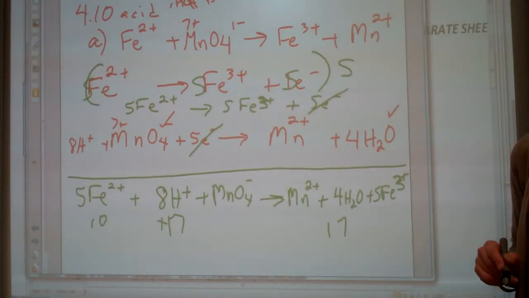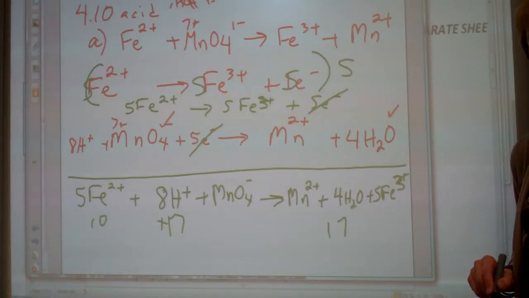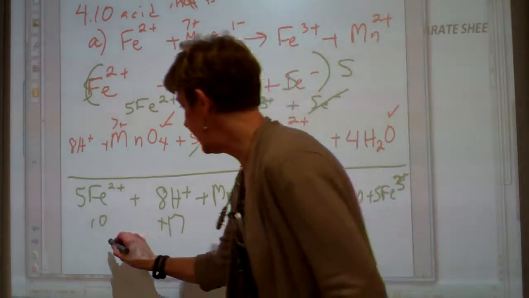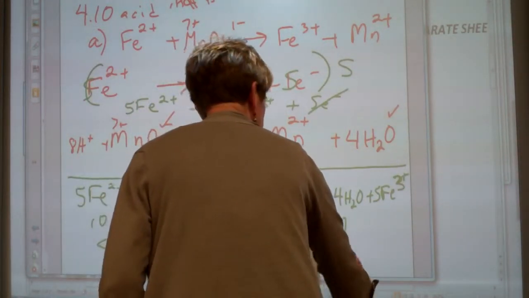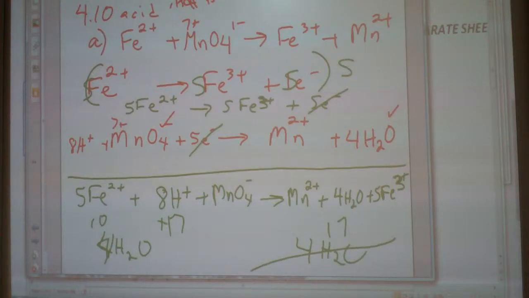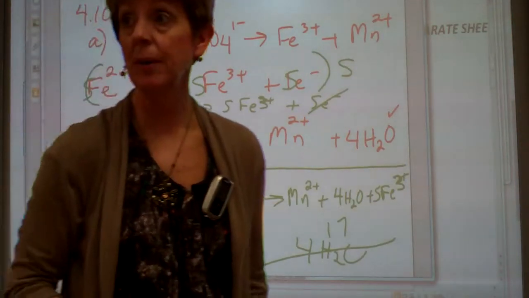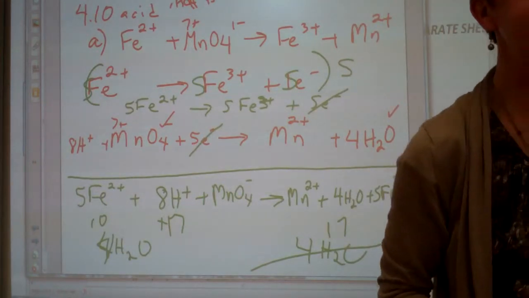So you have like 4 waters on the right side. What if you had 8 waters on the other side? If I had 8 here and 4 here, you would take the 8 down to 4 and get rid of those. That's what you do, because you come across that in one of your problems tonight. If it doesn't check, does that mean you did something wrong?